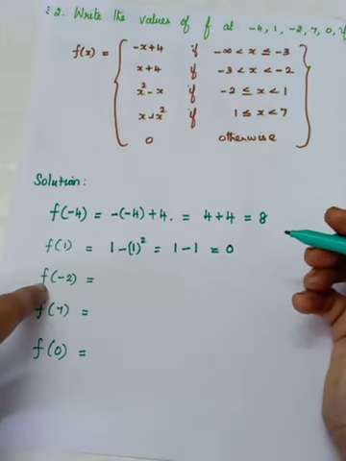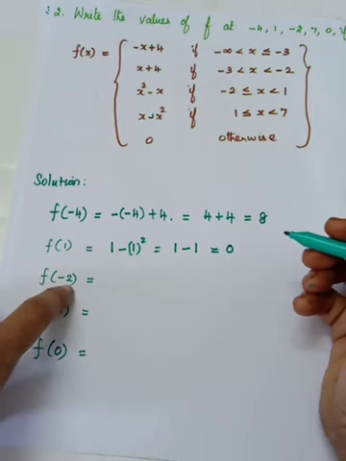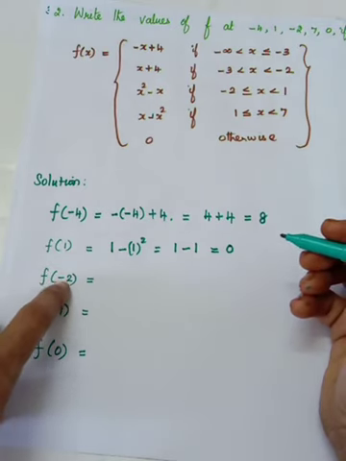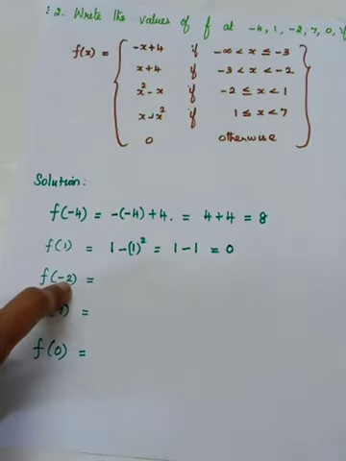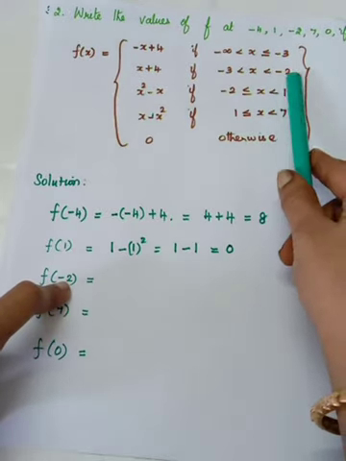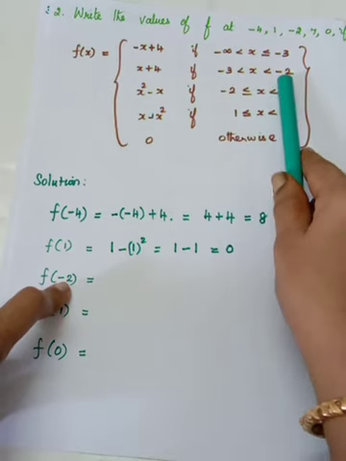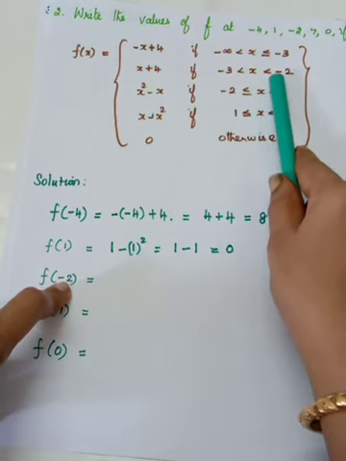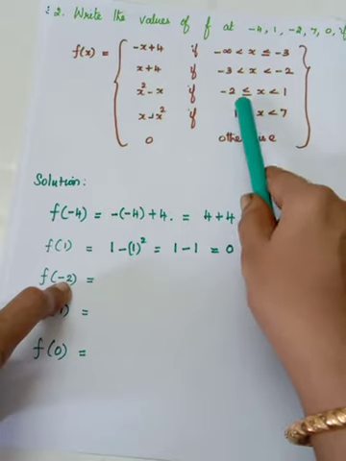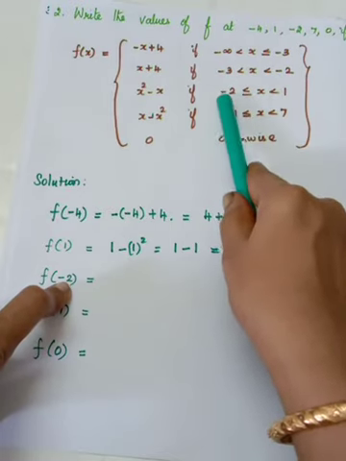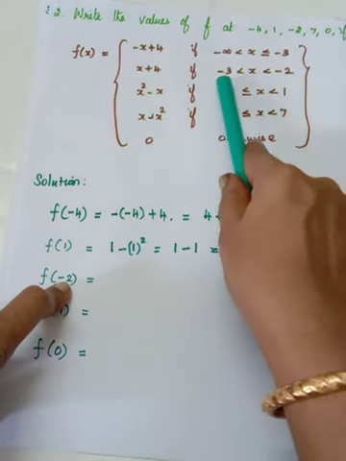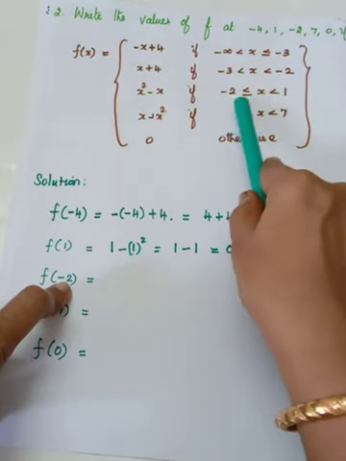Coming to the next one, f of minus 2. Now your x value is minus 2. Where is minus 2? Here you have minus 2, and here also you have minus 2. Here this minus 2 is not included, so only here the minus 2 is included. So you have to choose this interval for the x value.